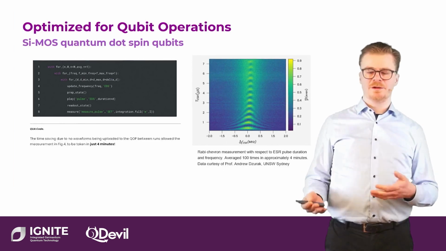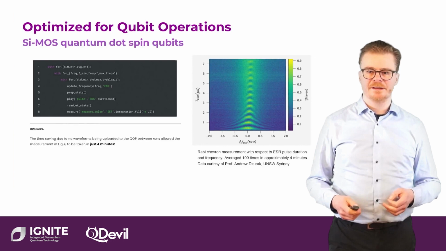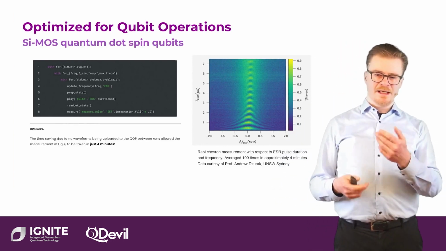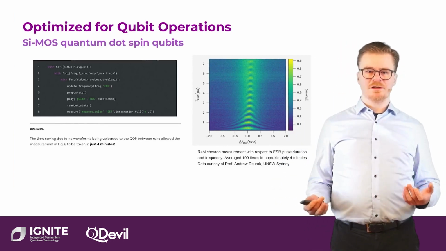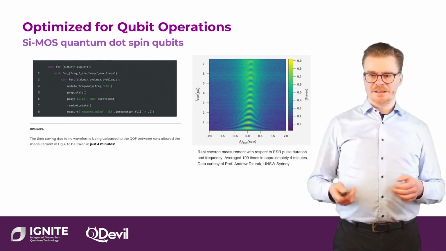That's then compiled, loaded to the instrument, and in approximately 4 minutes, the instrument is running this measurement with 100 averages, and you get this data back. So it's optimized also for a workflow for doing these things in the lab. So that's for spin qubits.